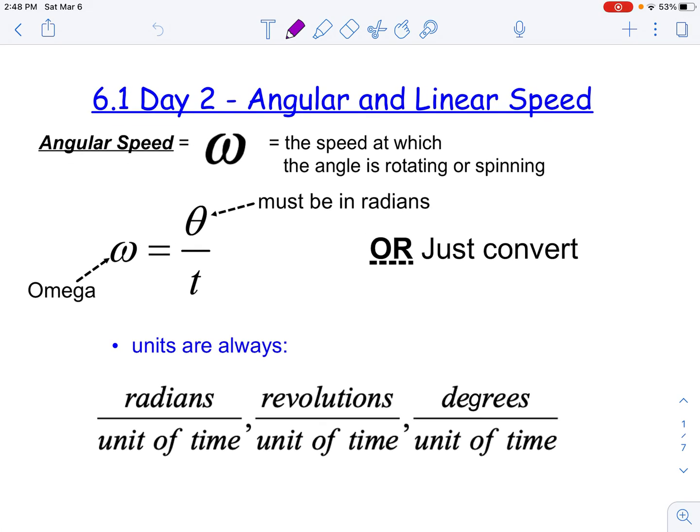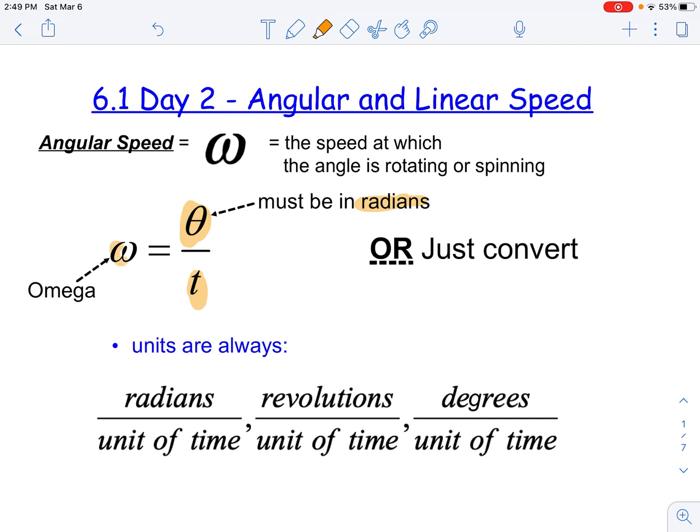So angular speed is exactly what you think. It's the speed at which the angle is rotating. Angular speed is not how far something's traveling, it's how fast it's spinning or rotating. The formula for angular speed is just the angle divided by time. We have to make sure that the angle is in radians, and divide by time.